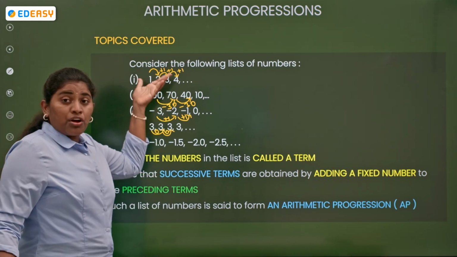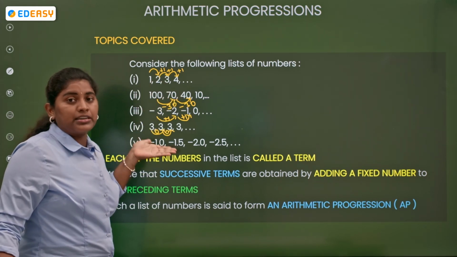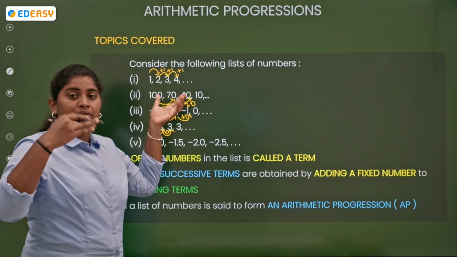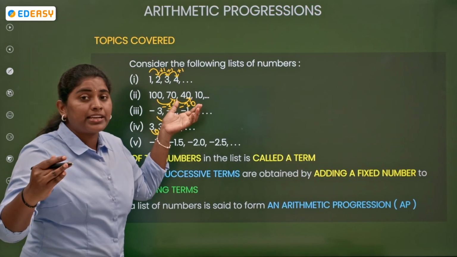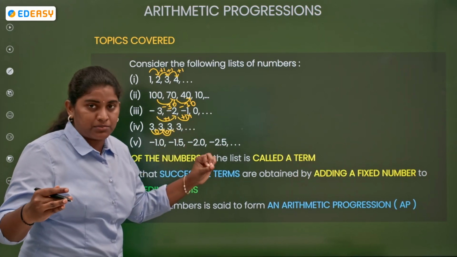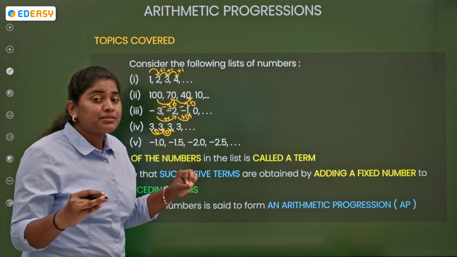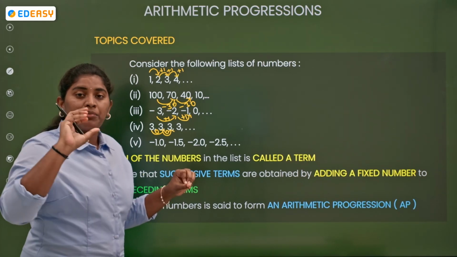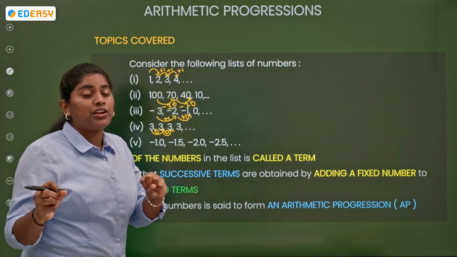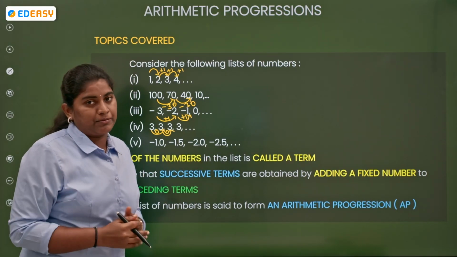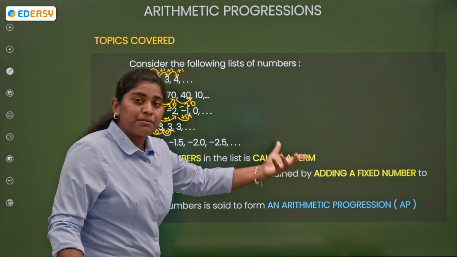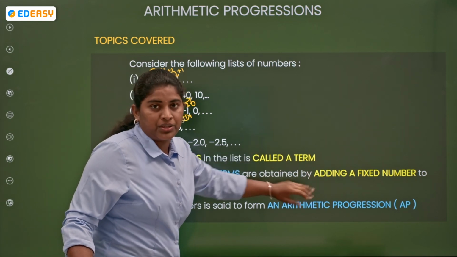Coming to the different lists of numbers here, in some lists the successive terms are obtained by adding some constant to the preceding terms. In some lists, the successive terms are obtained by subtracting a constant value from the preceding term. So now we can say that not only adding, we can subtract a fixed number also, right?